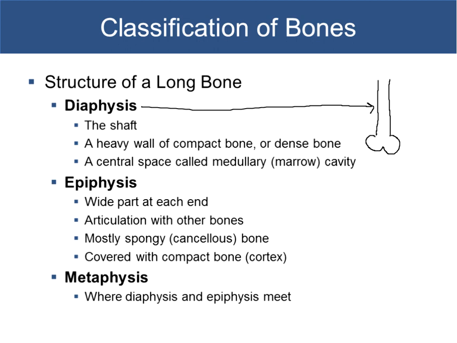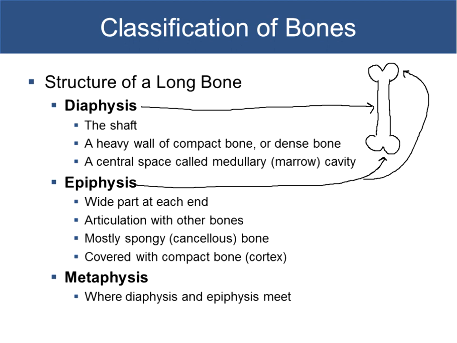Your epiphysis, on the other hand, are the knobby parts of the bone. The wide parts at each end are called your epiphysis. This is the point where the bone is going to articulate with other bones. Within the epiphysis, on the inside, you have spongy bone. So the spongy bone lies at the ends. On the outside of it, just like the shaft, it's going to be covered with compact bone.